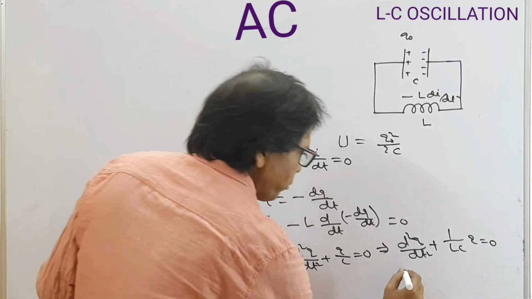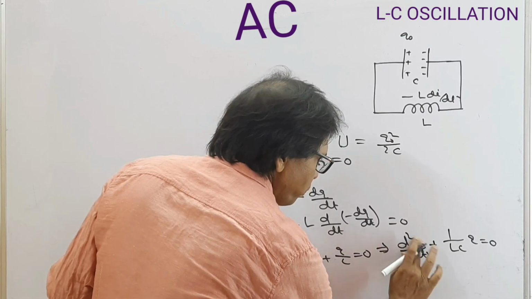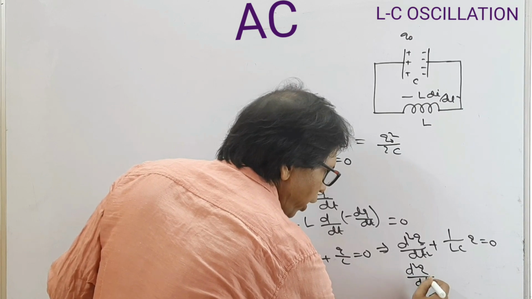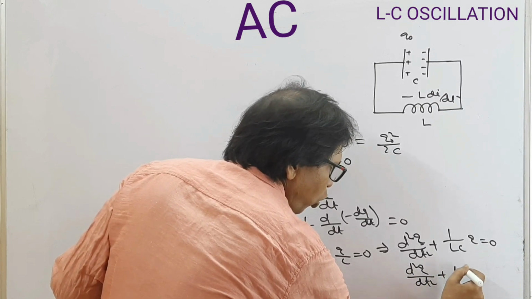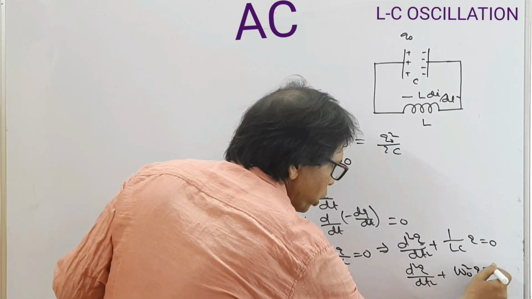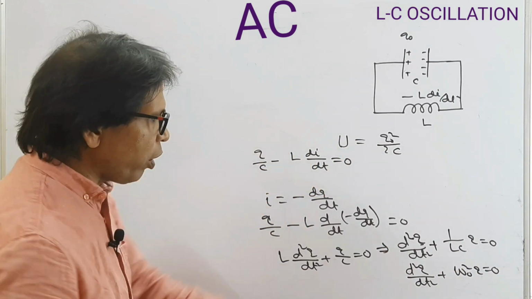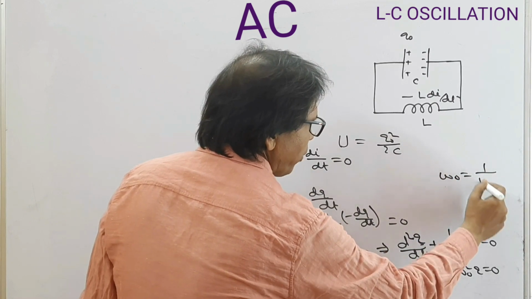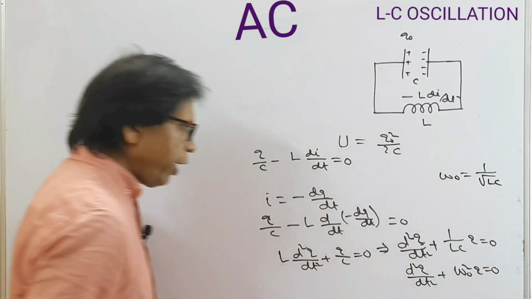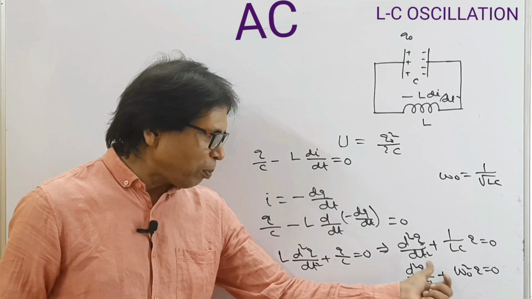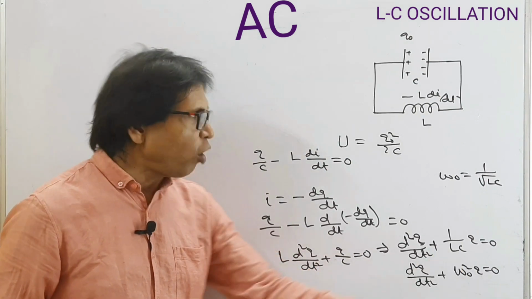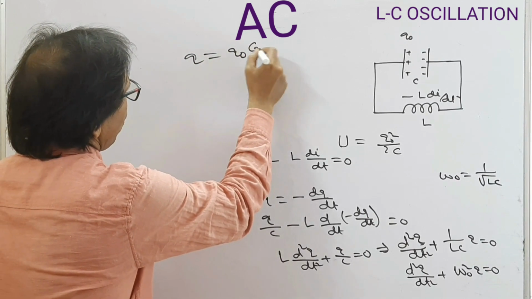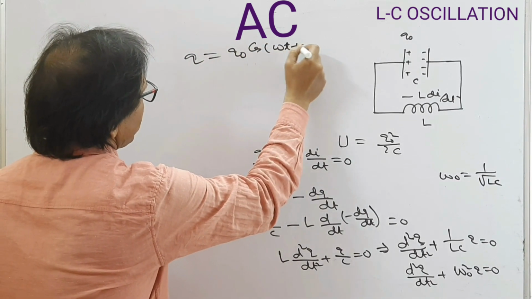So look at this. This is d square Q by dt square plus omega naught square into Q equal to 0, where omega naught is equal to root under 1 by LC. Okay. This is a second order differential equation. Its solution is Q equal to Q naught cos(omega t plus phi).